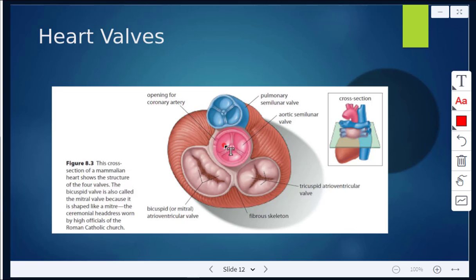All right, so here in the middle, we're looking at an aortic semilunar valve. This is a pulmonary semilunar valve. This one here is the bicuspid atrioventricular valve, and this one is the tricuspid atrioventricular valve. All right, so that's taking a look at the cross-section of a heart this way.